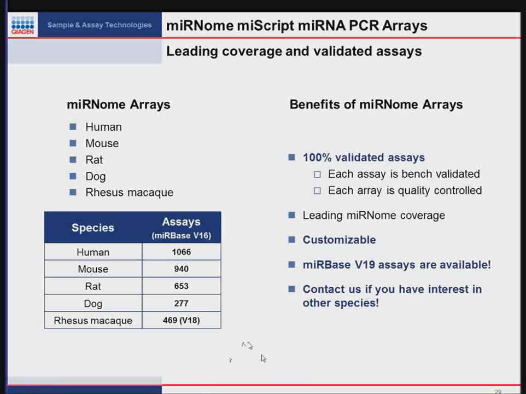This is just a slide showing actually the miRBase version 16 miRNome. We have miRNomes for human, mouse, rat, dog, and rhesus. All the assays are validated. Every array is quality controlled. And we also can do other species if you're interested.